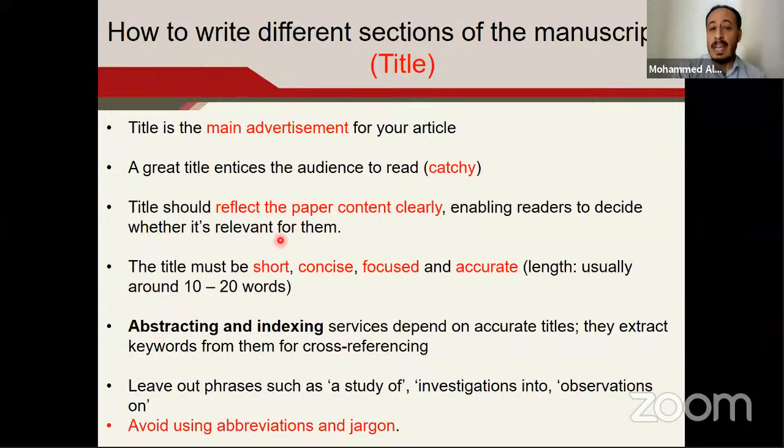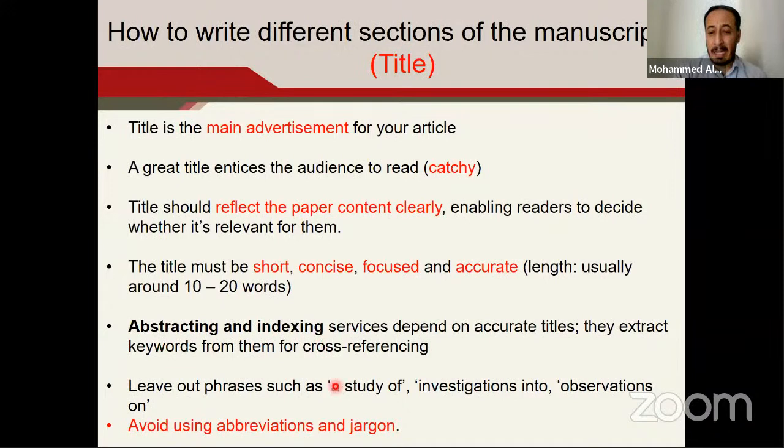Usually the journals and databases use the title for abstracting and indexing. That's why when you search Google for a certain topic like obesity or cancer, some articles come first and others come after that. Because they selected the right keywords and the right title. The journals use this title for indexing. So try to make your title represent your work.